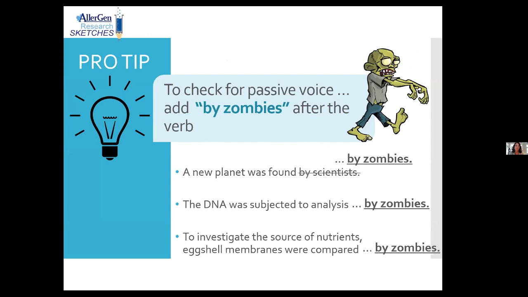So if we take those passive voice examples we just mentioned, "A new planet was found by scientists," but we replace it with "by zombies." "The DNA was subjected to analysis by zombies." "To investigate the source of nutrients, eggshell membranes were compared by zombies." In all 3 of those examples, the "by zombies" actually works in the sentence, so we know that it's passive voice. And when you're reading your own writing, you can highlight those sentences to go back and reorder the sequence of the subject, verb, object, so that you can get to active voice.